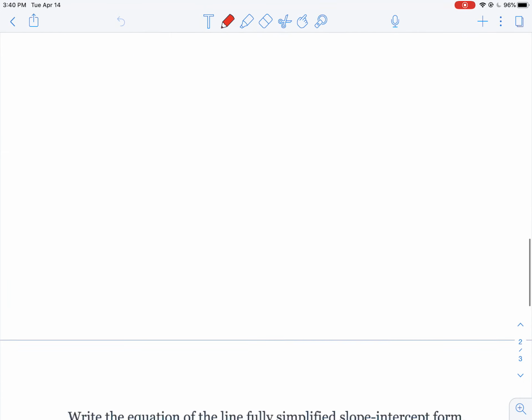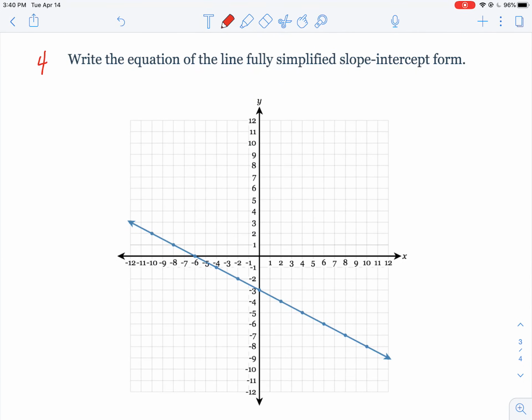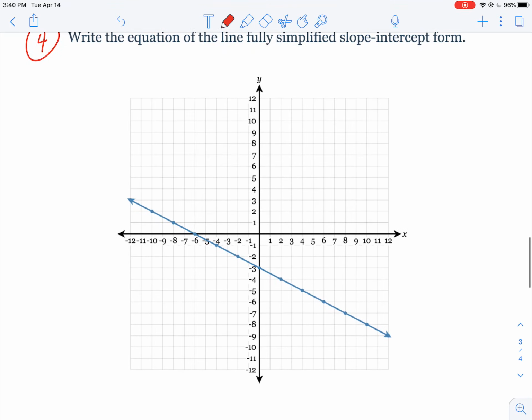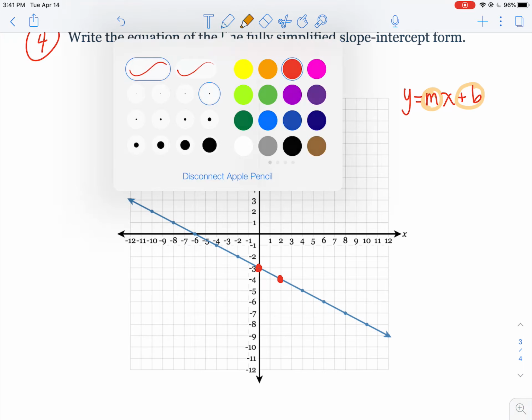All right, that was question set 3. So let's look at question set 4. It says write the equation of a line fully simplified in slope-intercept form. Fully simplified means your fractions are always simplified, okay? Now, slope-intercept form is y equals mx plus b. You need a number for m, and you need a number for b. Now, the dots are already on the line for you, so pick 2 of them.